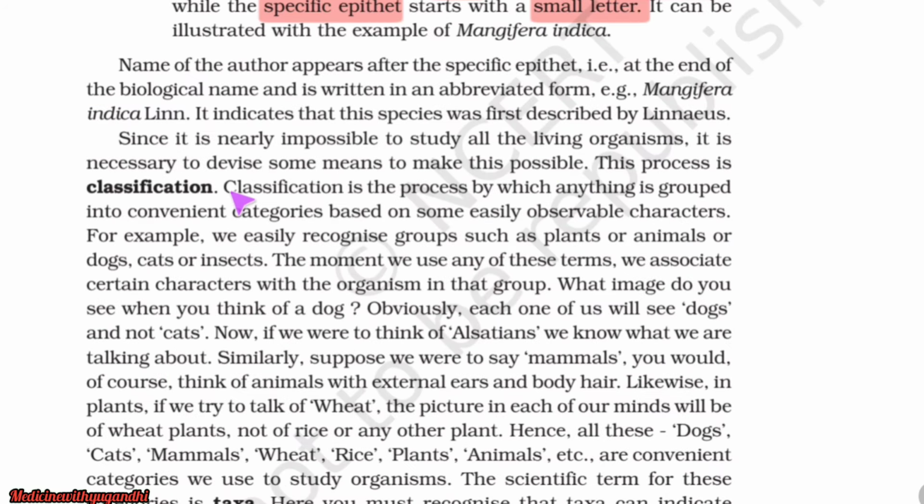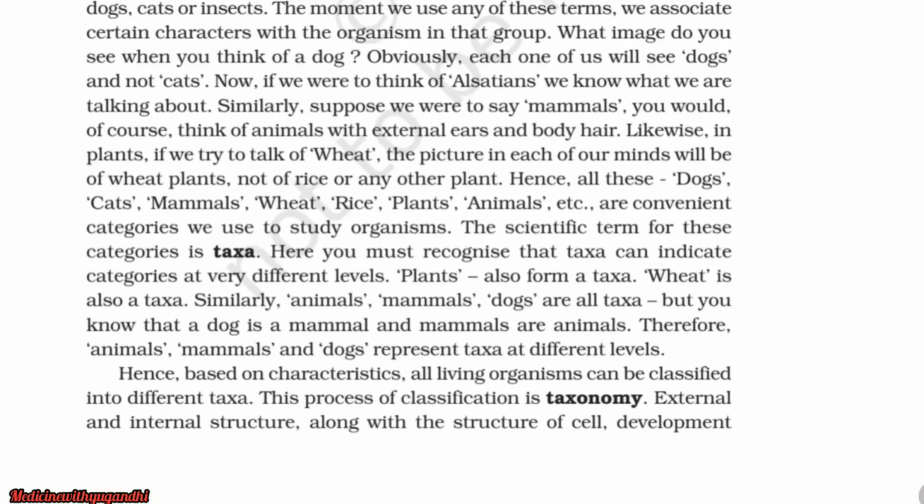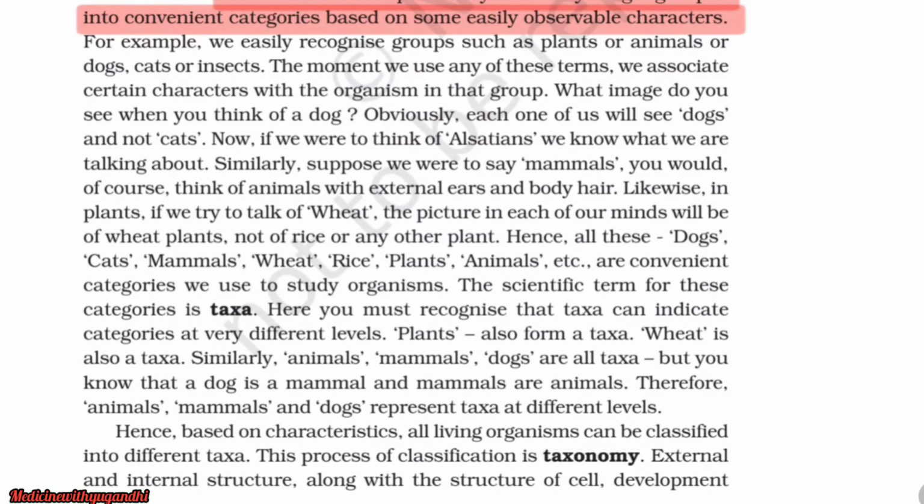Coming to the next MCQ, classification is the process by which anything is grouped into convenient categories based on some easily observable characteristics. So then these are just the general topics. It is impossible to learn all the living organisms, and that's why they are categorized into different categories. The scientific term used for these categories is taxa. Classifying all the living organisms based on their characteristics into different taxa is called taxonomy.